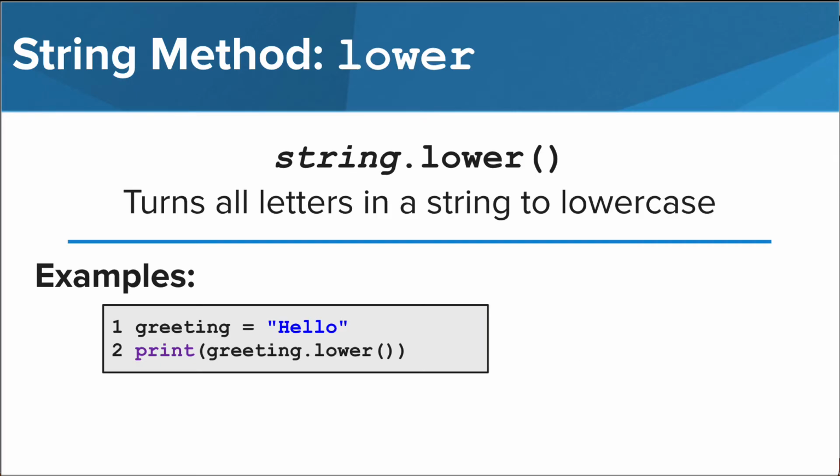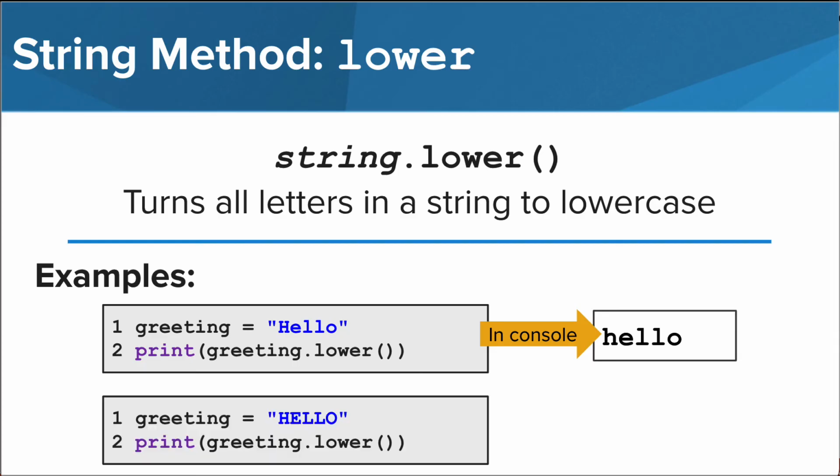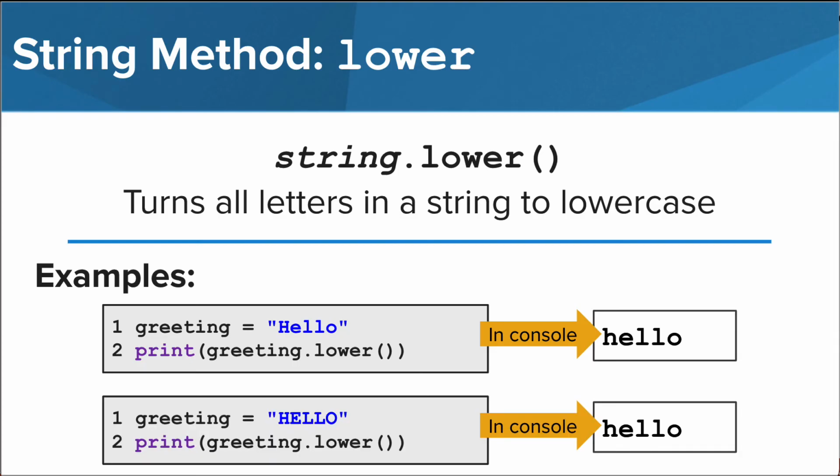Similarly, we also have a method called lower, which can be used to turn all the letters in a string to lowercase. If we started with a string that used a capital letter for just the first letter, using the lower method would just return the string in all lowercase letters, even though the only letter that was changed was the first one. If all letters were uppercase to begin, an all lowercase version of the string would be printed.